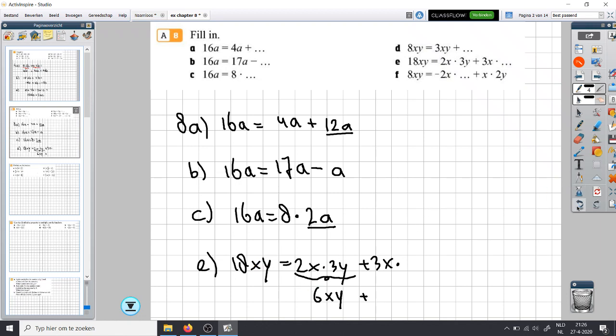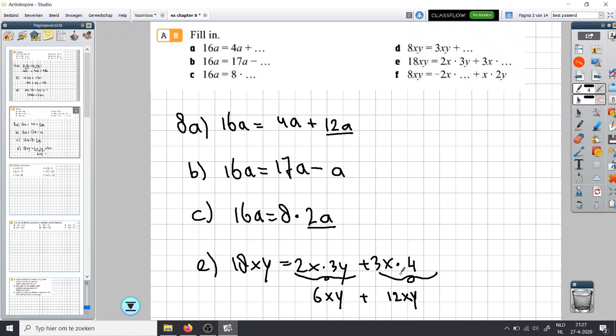18xy? So maybe I can better write it down like this. What should this be in such a way that this is going to be 18xy? Well, this is an addition, so I should add 12xy. Remember, same letters, otherwise I cannot add them up. So this part here, in the end, must become 12xy. How can I get to 12xy with a multiplication? Which number must I multiply 3 with to get 12?